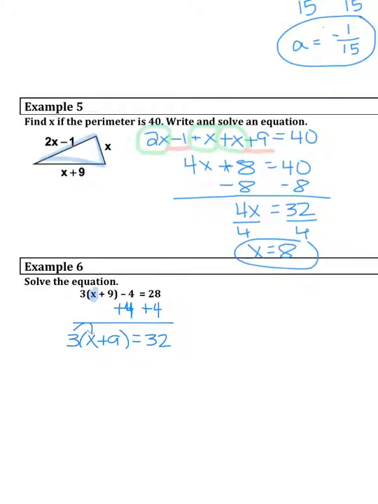3 can be distributed. And when I distribute 3, remember that's multiplication, I no longer need the parentheses. Really, that's what was holding them up. Now this is a normal equation to solve. You've done lots of two-step equations this year.